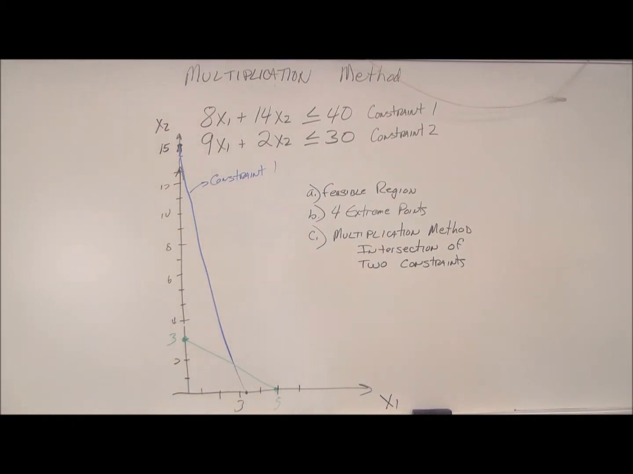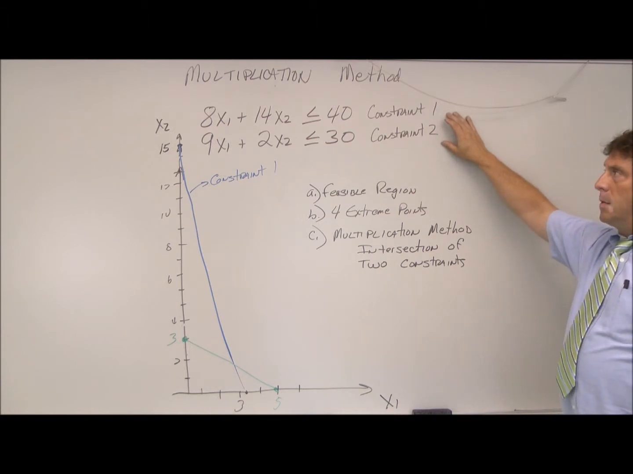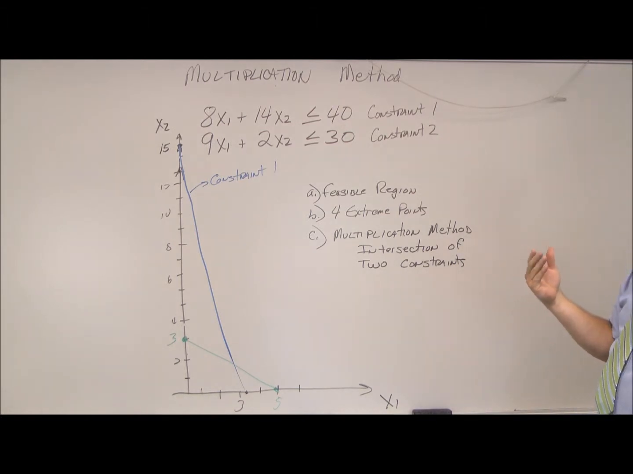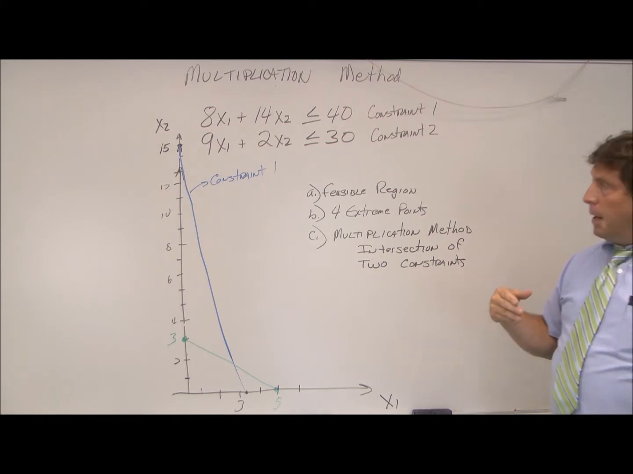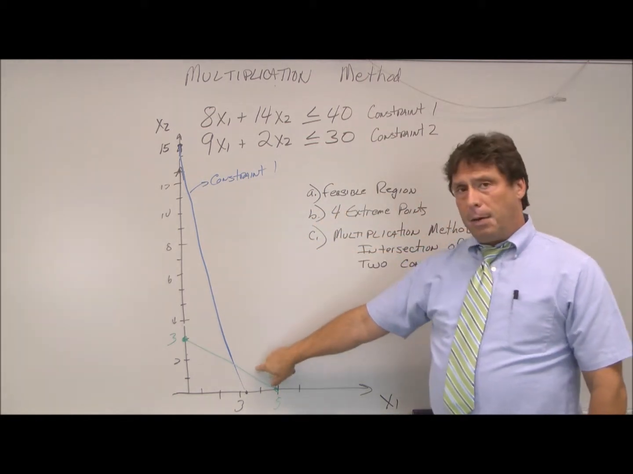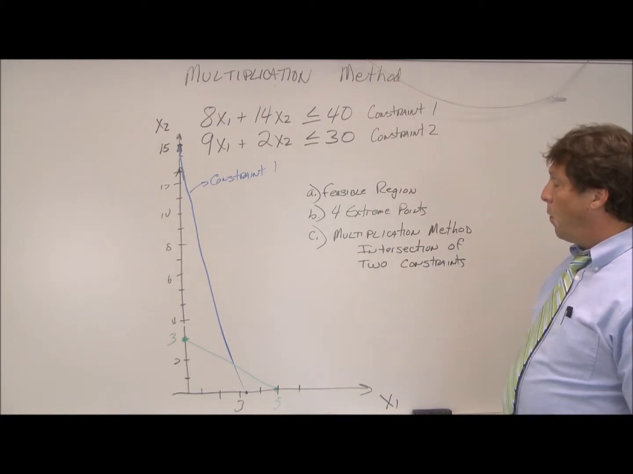Okay, here are the exact two constraints we used in the substitution method. Now we're going to use the exact same two constraints in the multiplication method to show you that they're equal. First thing to note is I took my two constraints and I just plotted them out here as a visual representation.